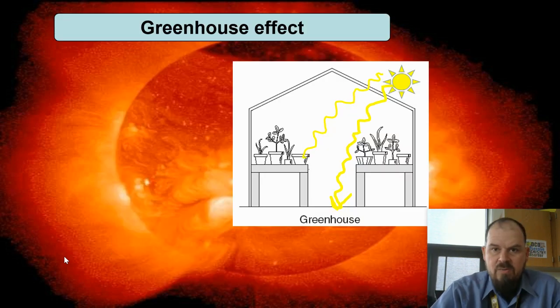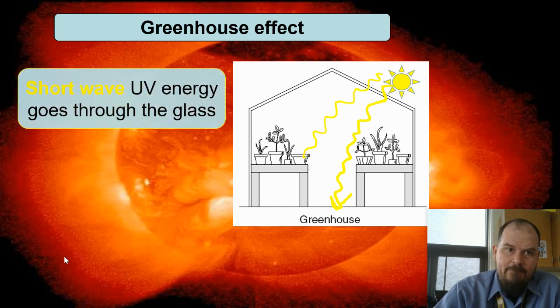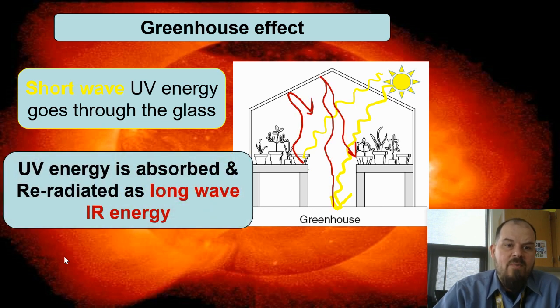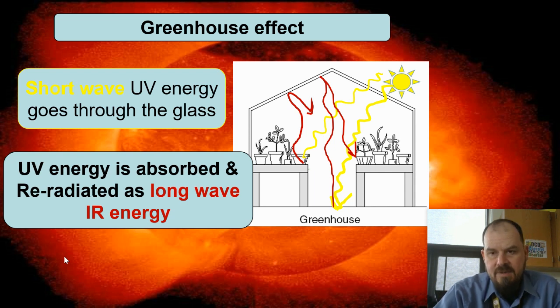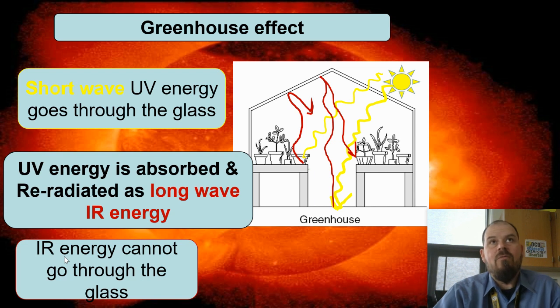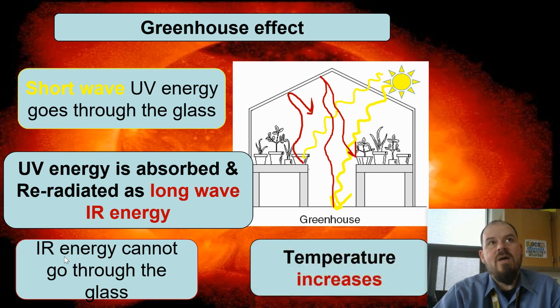So here's what's happening in the greenhouse effect itself. The sun rays come in. Shortwave UV energy. Definitely need to write this part underneath the greenhouse effect. UV energy goes through the glass, but then it's absorbed and re-radiated as long-wave infrared energy. In other words, the heat gets trapped inside the actual greenhouse. That's why it gets so warm in there. The infrared energy cannot go back out through the glass, so hence the temperature increases.